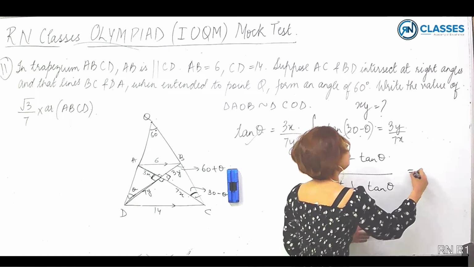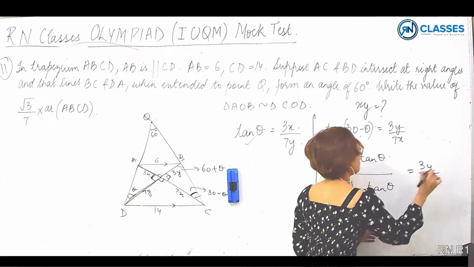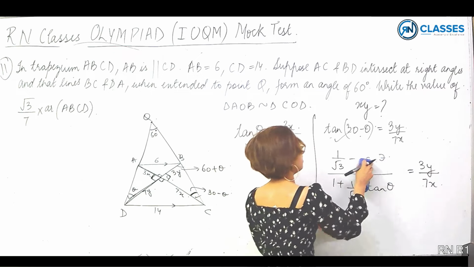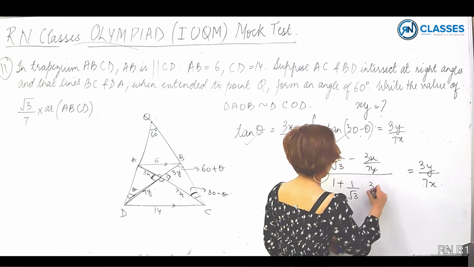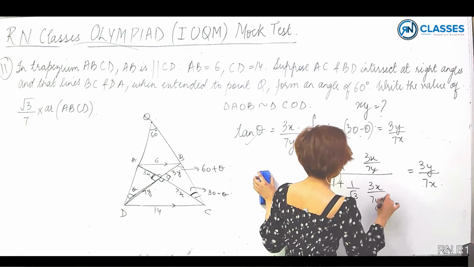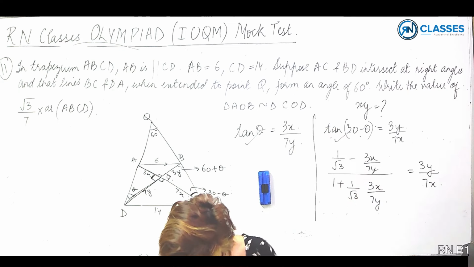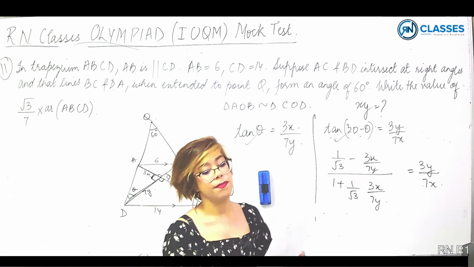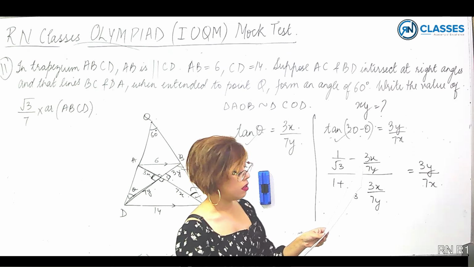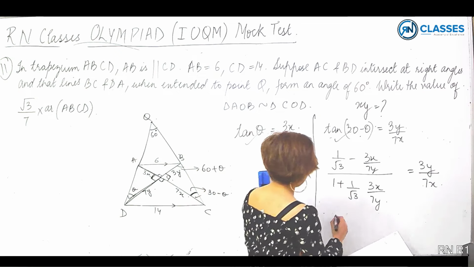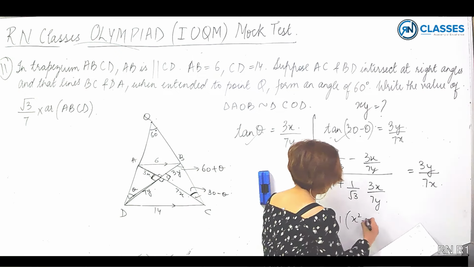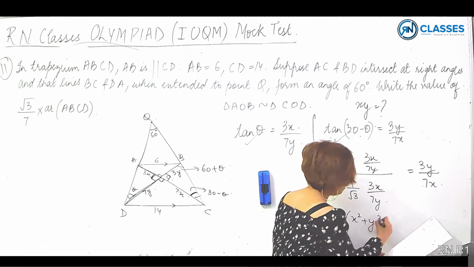This is equal to 3y by 7x. So tangent theta, that turns out to be 3x by 7y. Right? So when you solve this, the relation comes out to be 21 into x square plus y square is equal to 40 root 3 xy, hopefully. Right? xy is here. That means if I can find the value of x square plus y square.